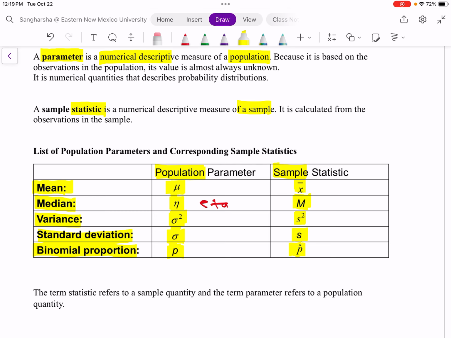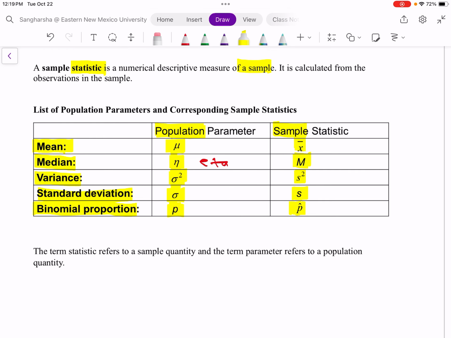Now what is the major difference between parameter and statistic? What is the difference here? Let me tell you. These mu, eta, sigma square, sigma, p, these all are parameters. X bar, m, s square, s, p hat, all these are statistics. Now can you tell me the difference between these two? What is the key difference here?